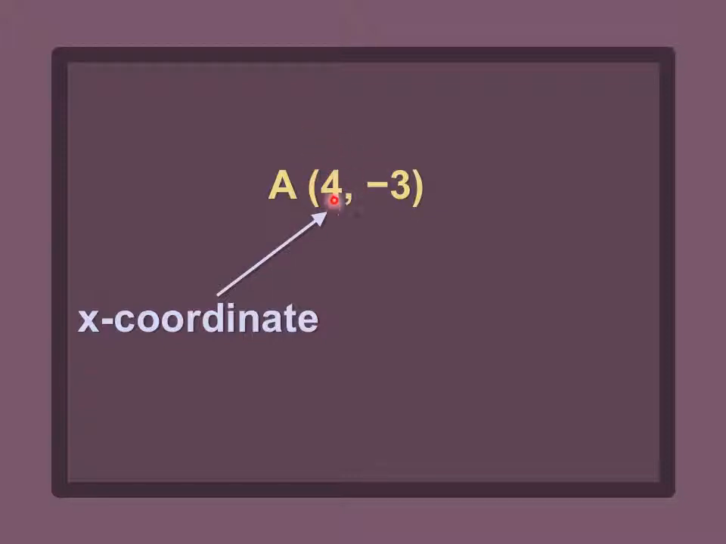Okay, remember the x-coordinate is on the x-axis, so it's the horizontal position, on the horizontal number line, okay? And then the second number in an ordered pair is the y-coordinate, which is on the vertical number line, right? Since it's on the y-axis, so that says -3.